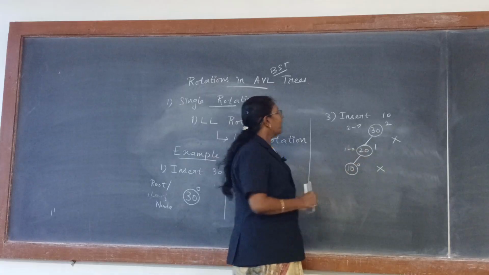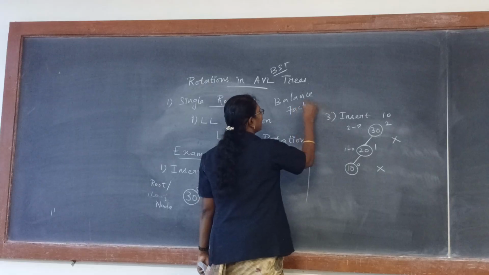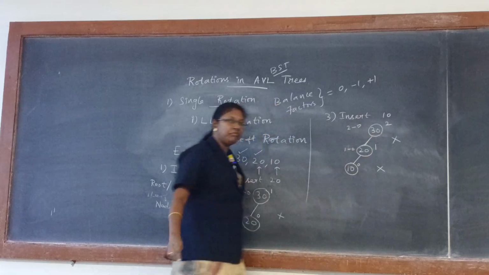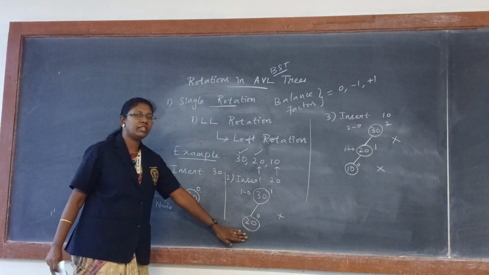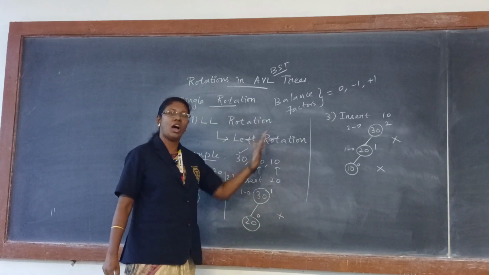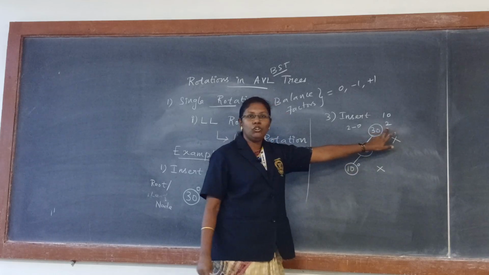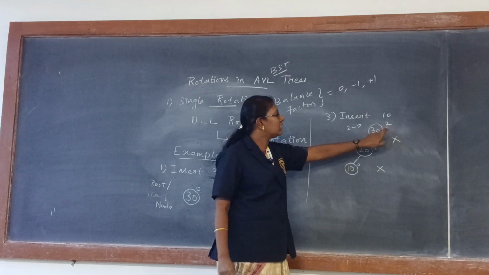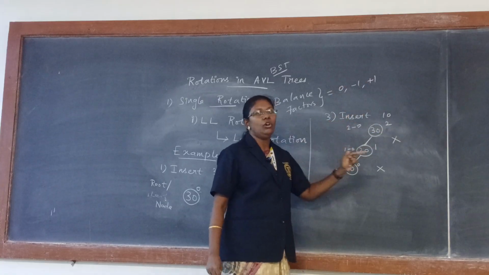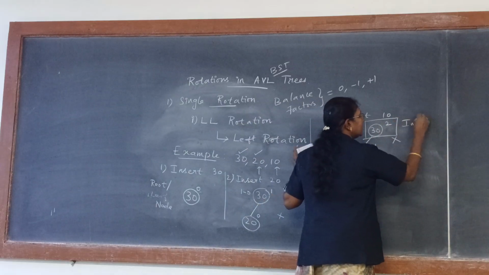Okay, so now what are all the balance factor values? The balance factor values will be 0, minus 1 or plus 1 only. So till these two steps, the balance factors of all the nodes are either 0 or 1 only. But here there is a balance factor value of 2, which is not one among these three values. So here at this point, an imbalance occurred.